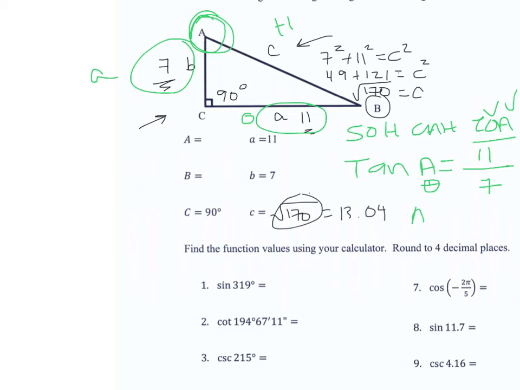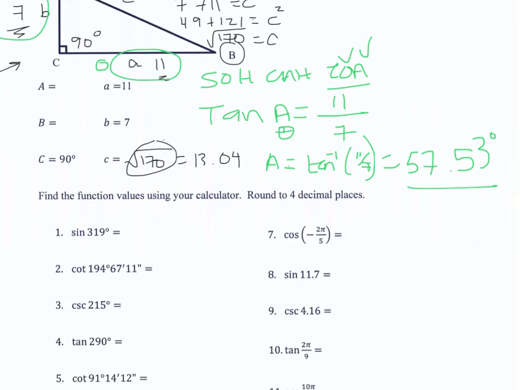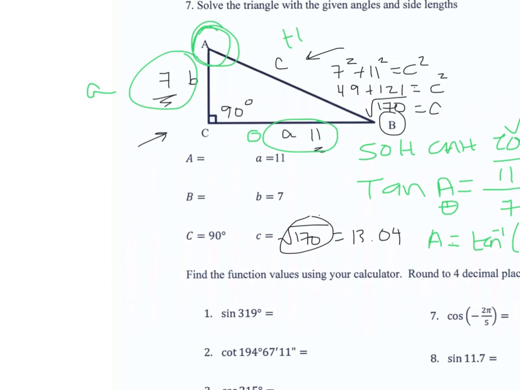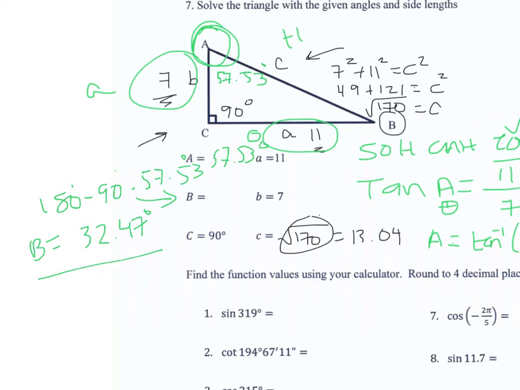And to find that theta, or angle A, it's inverse tan of 11 over 7, which is about 57.53. My mode is in degrees, so 57.53 degrees. Now lastly, to find B, I'm going to subtract the two that were given from 180. So then you would get angle B is about 32.47 degrees.